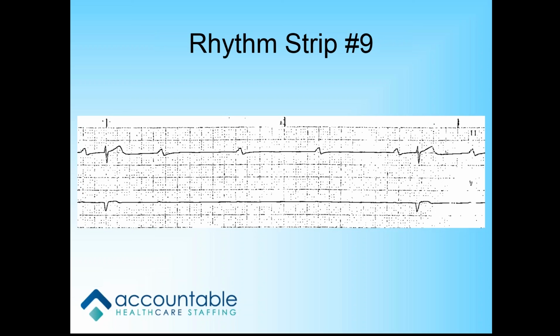So, too fast or too slow? Slow. Do I have a P for every QRS? For the QRSs that are there, you do. But you don't have a QRS for every P, do you? Right. So, based on that, what would you name this rhythm? If you don't know, that's fine. Just let me know.